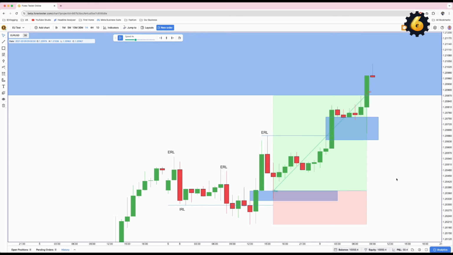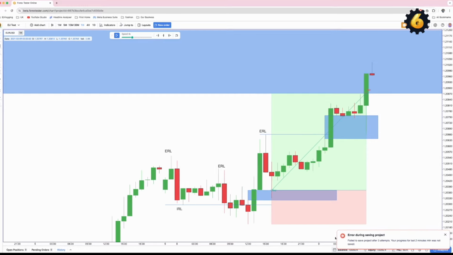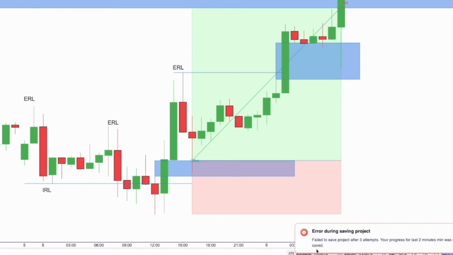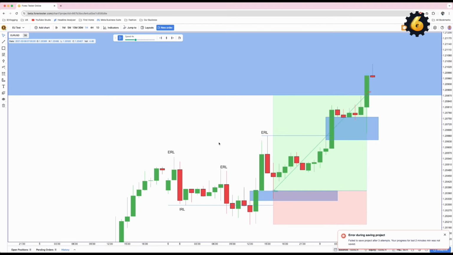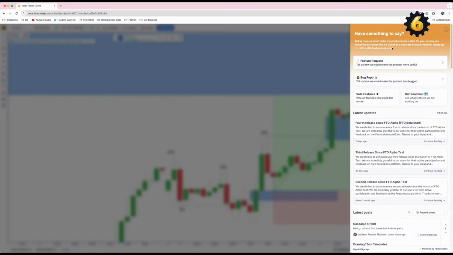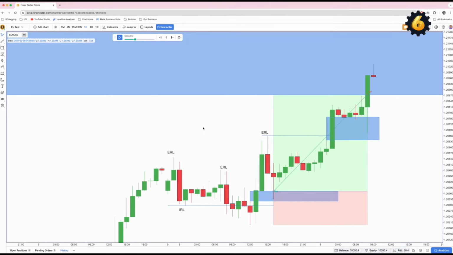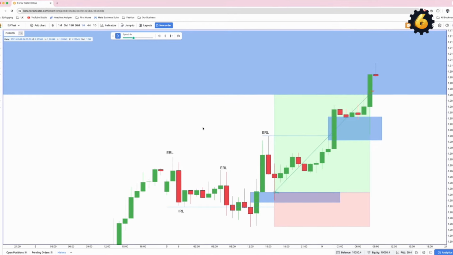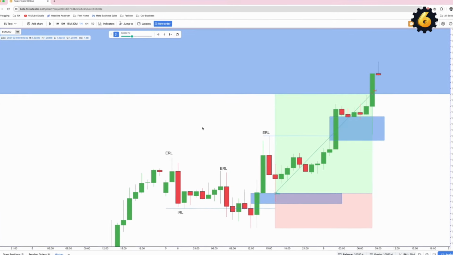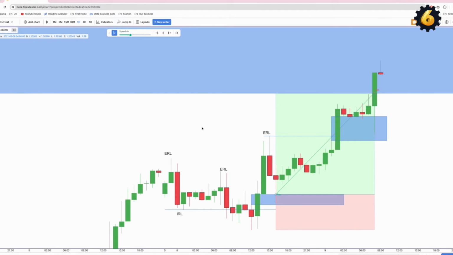One of the annoying things that I noticed is that sometimes I encounter some sort of disconnection, and my charts are not saving and my project is not saving. And as you can see right over here, literally as I was saying, the progress for the last 2 minutes was not saved. This is the major bug that I've encountered so far. One good thing is that if you have any bugs, you can just report them right over here. As far as I know, they are aware of all these problems and they are already working on it, and I will keep you guys posted in the next video if they have any new updates.